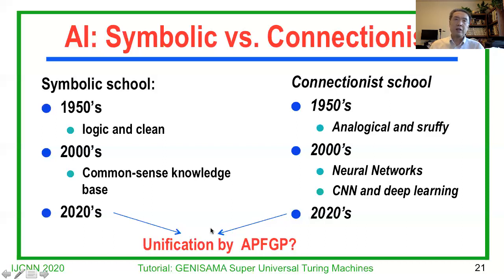And I think that these two schools can be unified because with APFGP, the neural net we have will have brain-like logic. And the logic that is handcrafted in the symbolic school will be emergent from experience. You don't handcraft it anymore. So I think there is a very exciting future for AI and the neural network. That's a unification under the framework of APFGP.